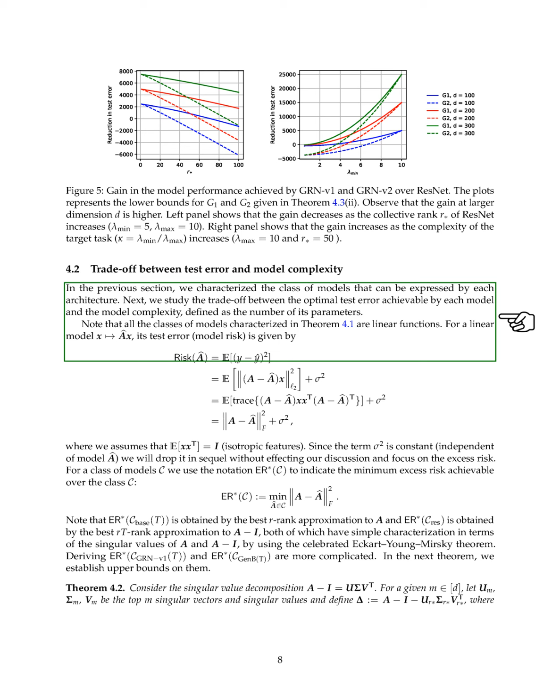For a linear model that maps input X to an output using a matrix A, the test error, or model risk, can be calculated under the assumption that the expected value of the product of X and its transpose is the identity matrix, indicating isotropic features. Since the constant term in our error calculation does not depend on the model, we will ignore it and focus on the excess risk instead.